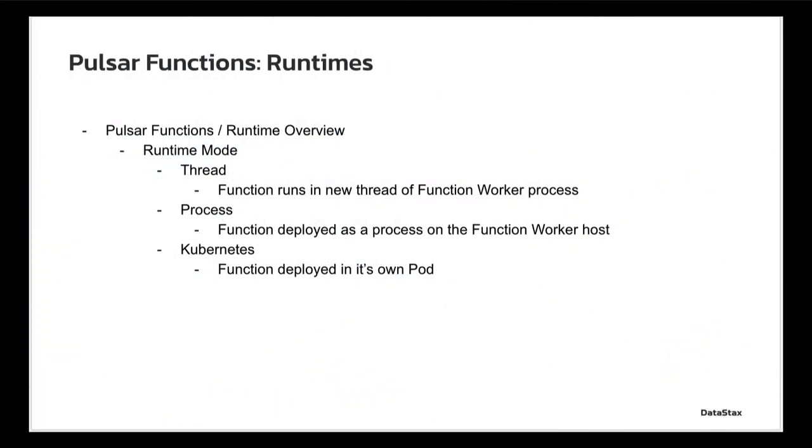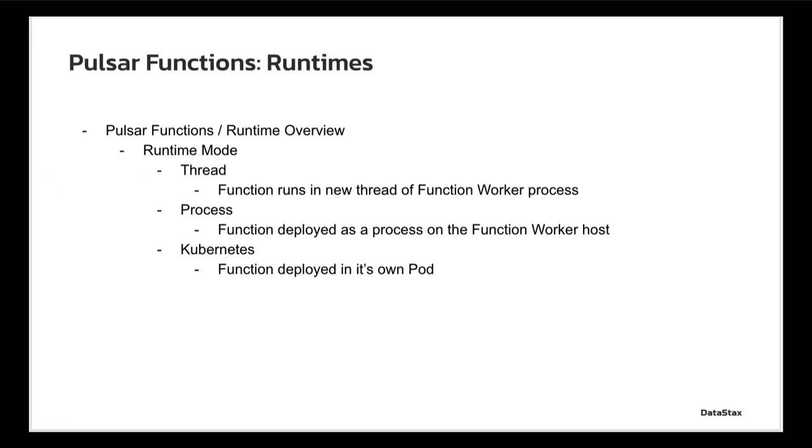This tutorial discusses using the Kubernetes runtime model for Pulsar functions. One of the key advantages of using the Kubernetes runtime is separation of concerns between the function worker and the functions themselves. In order of least resiliency is the thread runtime model. With the thread runtime, functions are spawned as threads of the function worker process.